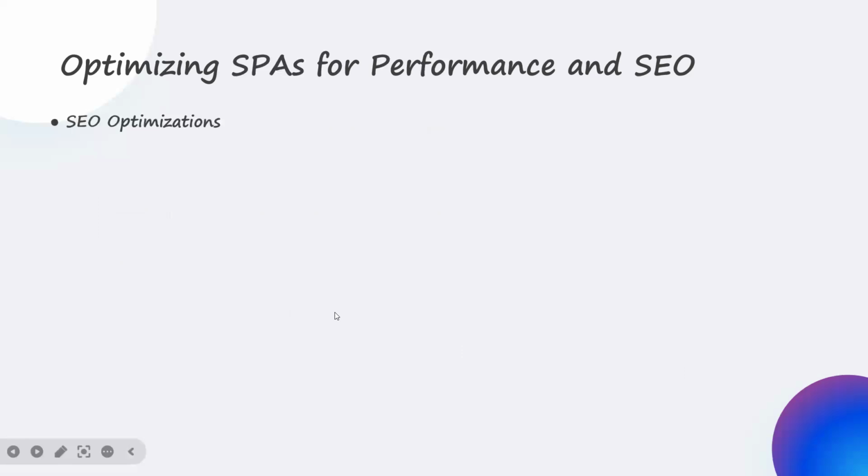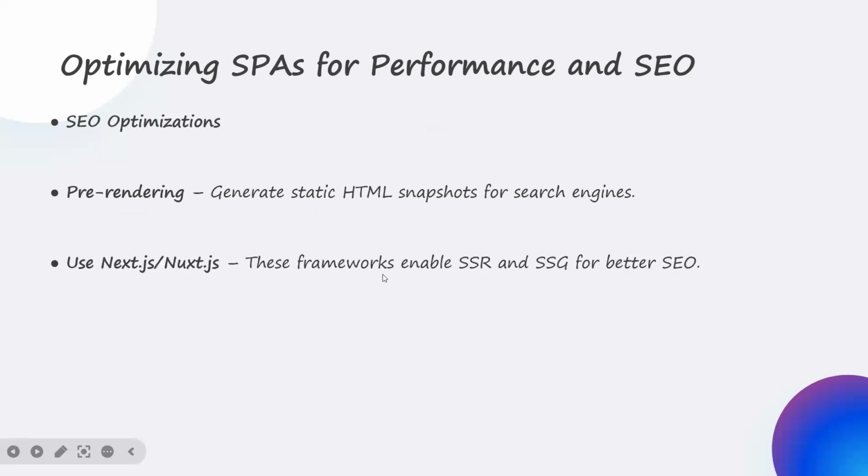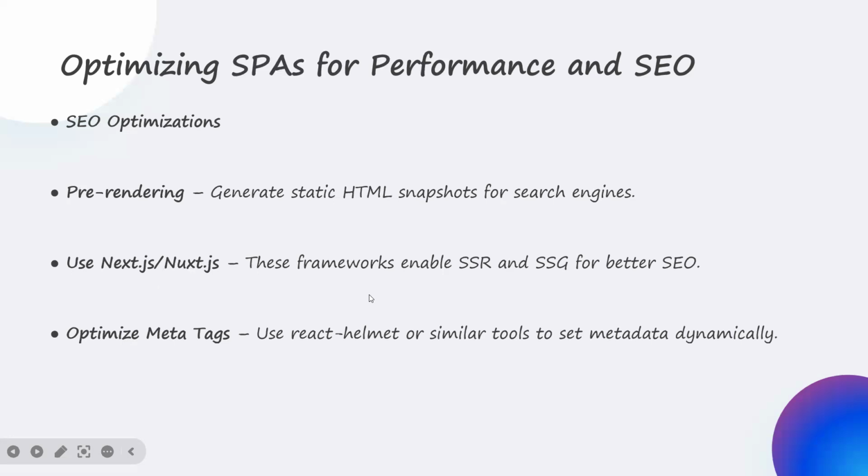Okay, so how do you improve your SEO? Pre-rendering, generating static HTML snapshots for search engines. Next.js does this for you too. These are ways you can actually improve your SEO optimization. Optimize the meta tags. Next.js will help you do all these things.